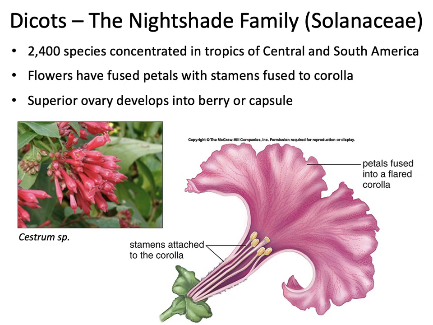Our next family is the nightshade family, and this is the Solanaceae. There are about 2,400 species concentrated in tropical regions of Central and South America. The flowers have fused petals with stamens that are then fused to the corolla, so we refer to this as epipetalous stamens. They tend to have a superior ovary that will develop into a berry or a capsule.